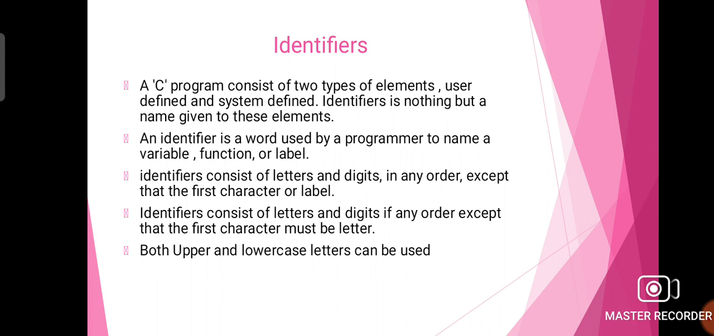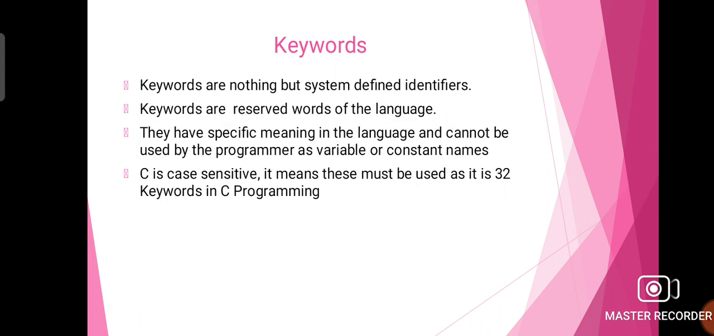While naming a variable or an identifier, we can use letters and digits in any order, and the one condition is that the first character should be a letter. We should not use a digit as the first character. And we can use both upper and lowercase letters while defining identifiers. And keywords. Keywords are reserved words which have a predefined meaning in the programming language. Another important thing is C is case sensitive.